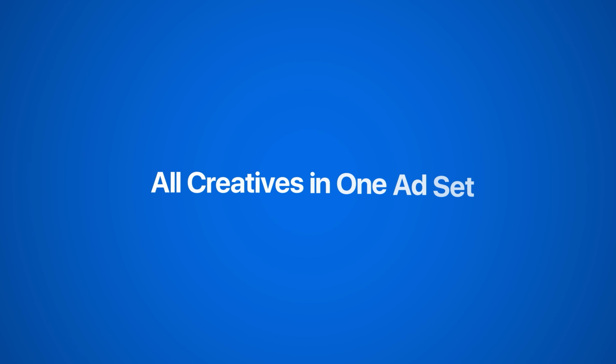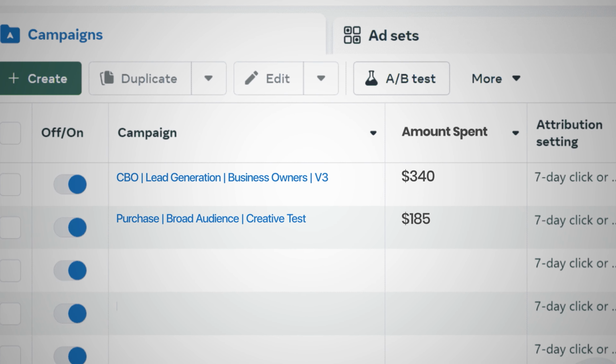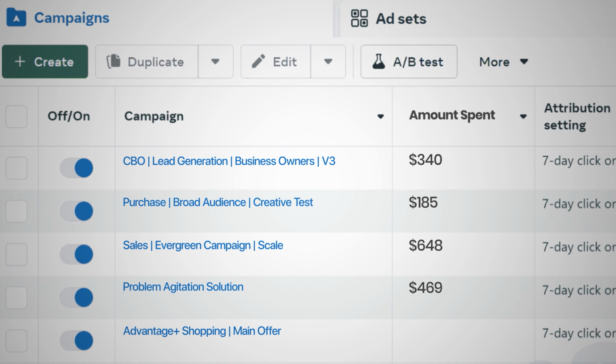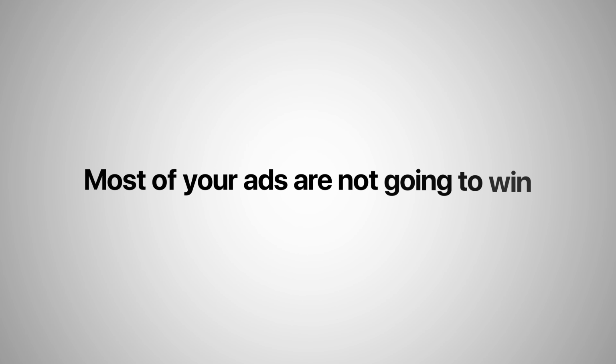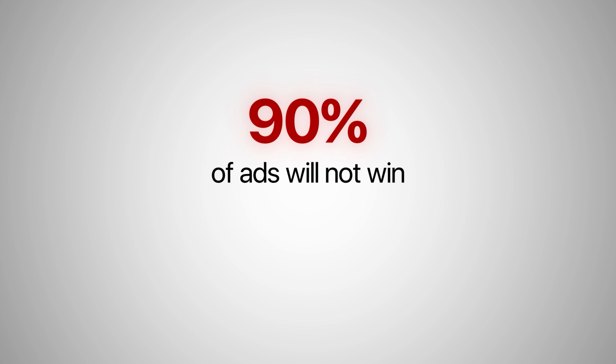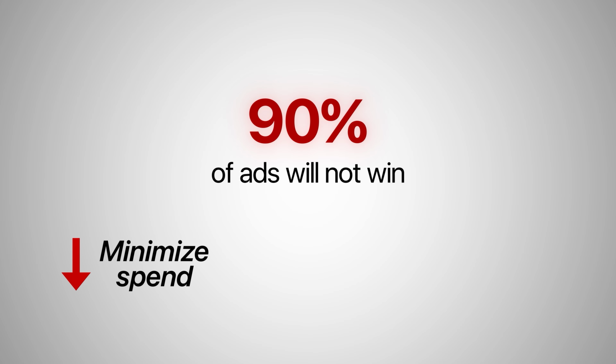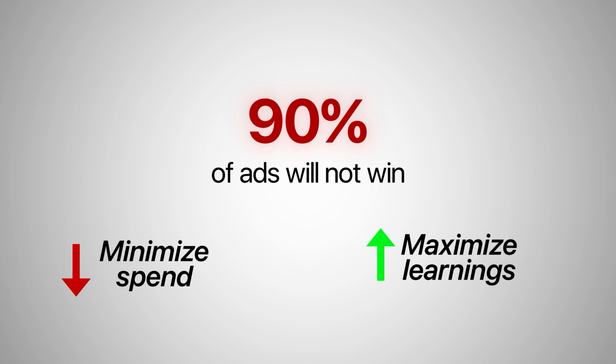So let's start with the all creatives in one ad set testing methodology. This is definitely the cheapest way to do your testing. There's a really key concept of how much it costs per creative to do testing on average when you look at your account over a month. That basically helps inform how much you should be spending on testing as well, because ultimately testing is a loss-making process. Most of your ads are not going to win, probably over 90%. So you want to think about how you can minimize the amount of spend that goes into testing, but maximize the amount of learnings that you get from testing as well.